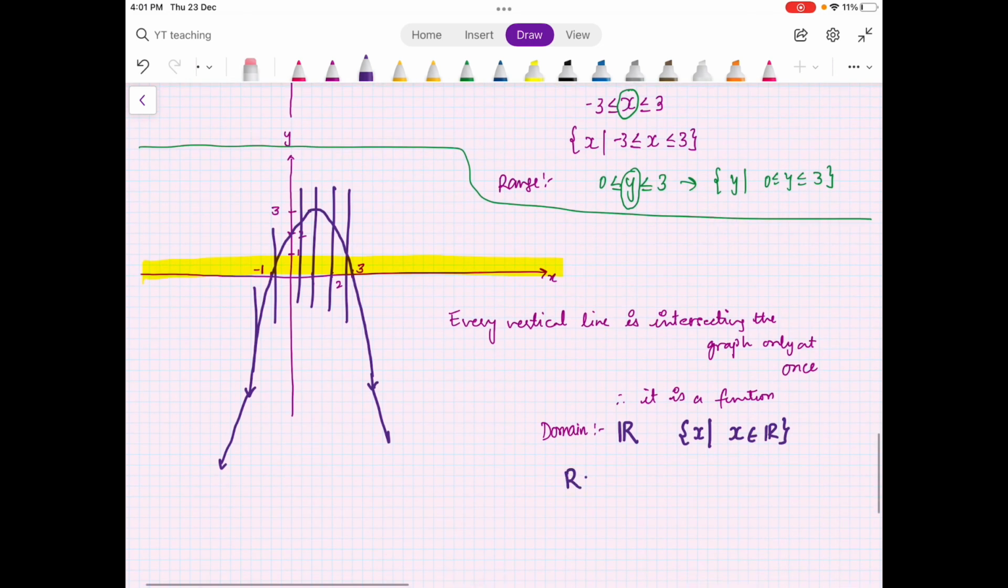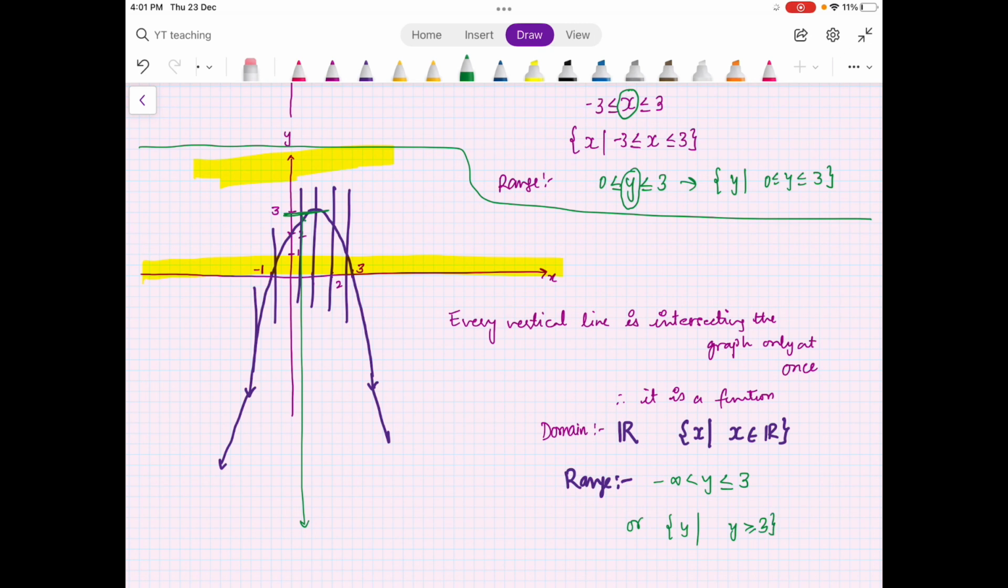And what is the range? Range, you see, your graph is nowhere above 3. So your graph starts from 3 and it's going all the way to minus infinity. So you can write it like this, minus infinity less than y less than or equal to 3. Or you can write it like this, y such that y is less than or equal to 3. So understood that it is less than or equal to 3.